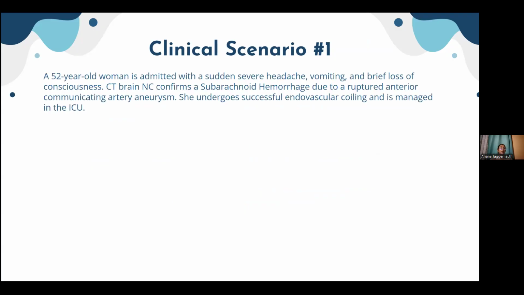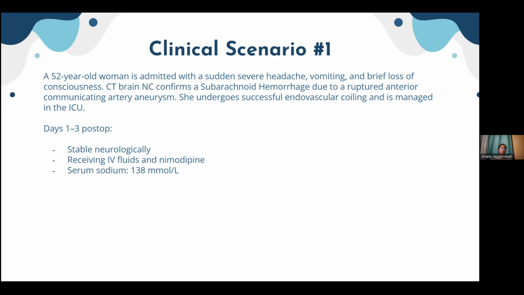So here we have a 52-year-old woman who is admitted with a sudden severe headache, vomiting, and brief loss of consciousness. She has a CT brain non-contrast, which confirms a subarachnoid hemorrhage due to a ruptured anterior communicating artery aneurysm. She subsequently undergoes successful endovascular coiling and is managed in the ICU. On day 1 to 3 post-op, she's stable neurologically, receiving high IV fluids and nimodipine, and her serum sodium is at 138. So nothing really to talk about here.